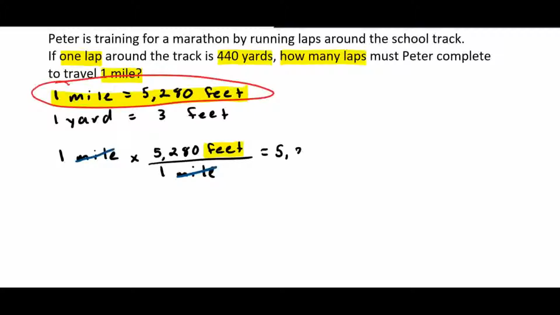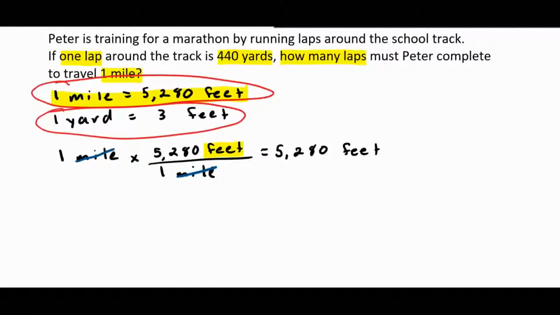Next, we need to convert these feet into yards. Now, there's no conversion for 5,280 feet specifically, but we do have this conversion here where we have that 3 feet are equal to 1 yard. So let's use that. So we're starting off with 5,280 feet. Now we want to convert that into yards.